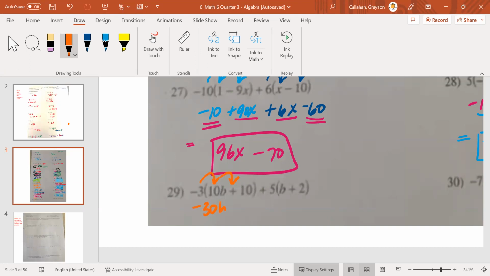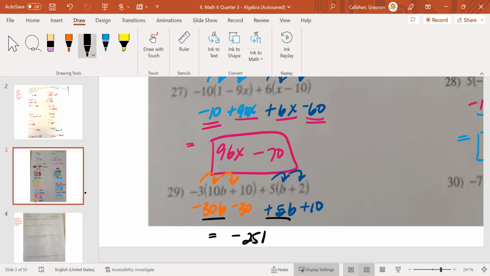Distribute, negative 30b minus 30. Do the same thing with the 5. You get a 5b plus 10. Combine your like terms. And this is your answer.